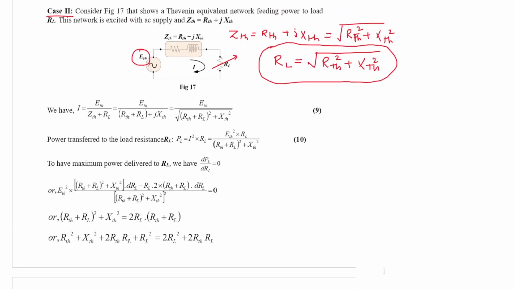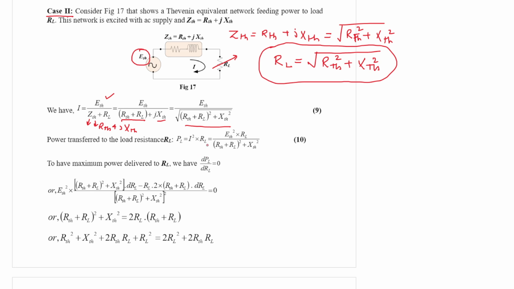Using the same logic, first I is equal to ETH by ZTH plus RL. Initially it was RTH, but in this AC circuit we have ZTH. So we substitute ZTH equal to RTH plus JXTH. RTH and RL are taken together in a bracket and the J term is kept separate. So its magnitude becomes this.